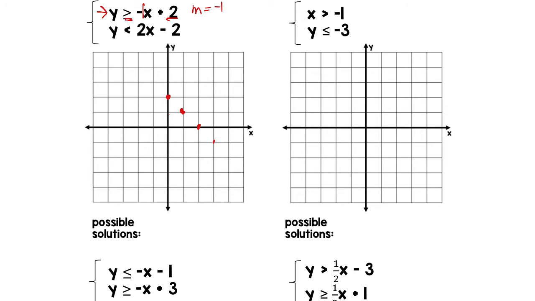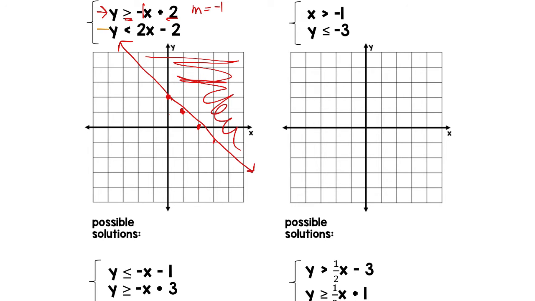The equals sign in our inequality means this is going to be a solid line. And because it says greater than, we're going to shade above it. So that's the first line.